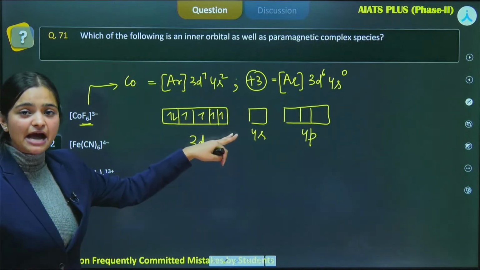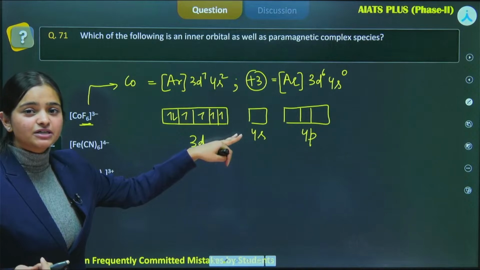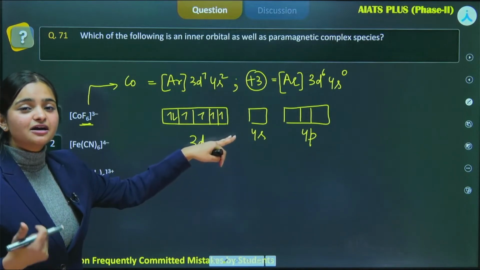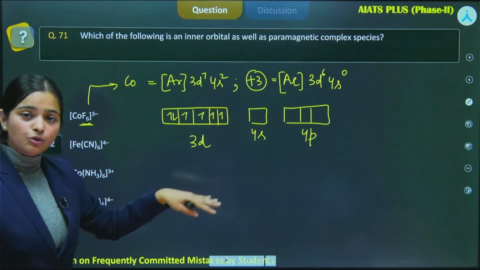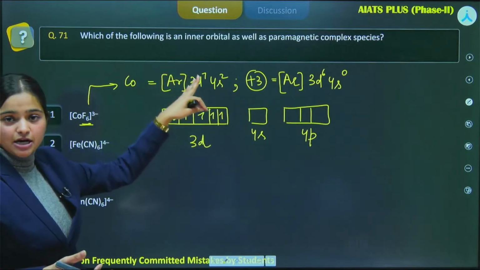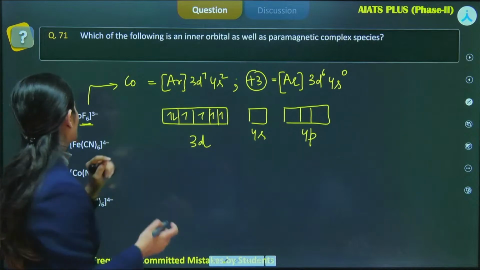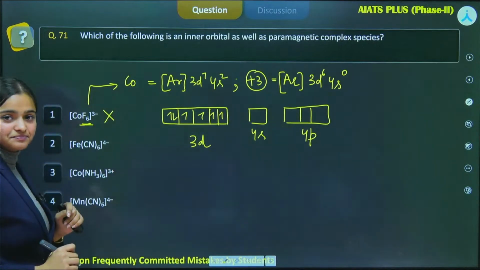So what will be the hybridization? Which type of d orbitals does the metal use? Outer d orbitals. So the complex becomes an outer orbital complex and does not become an inner orbital complex, right? So this cannot be the option.